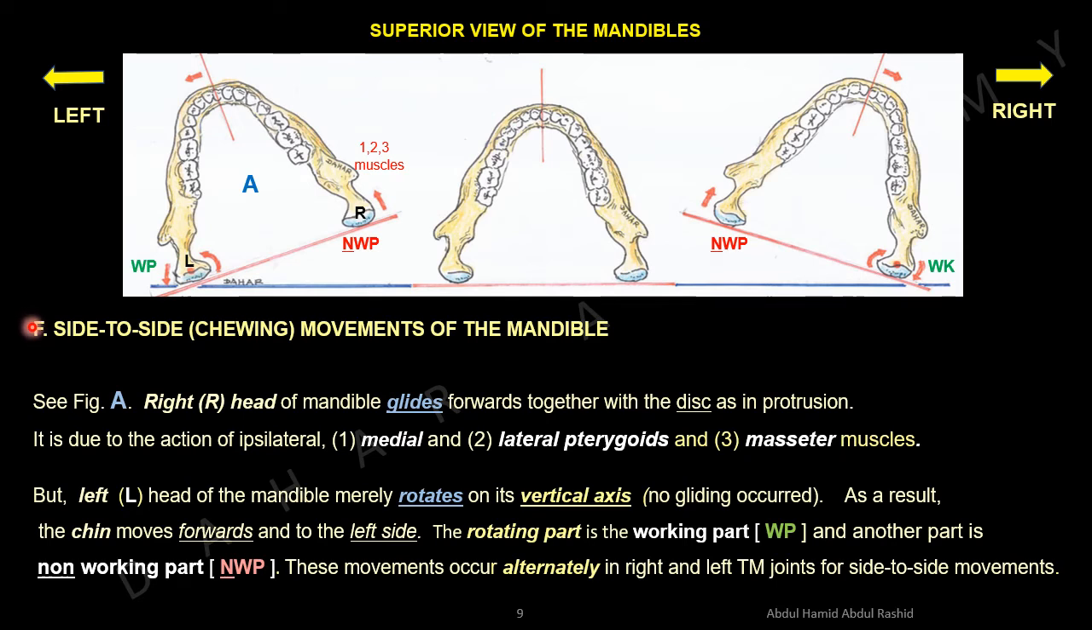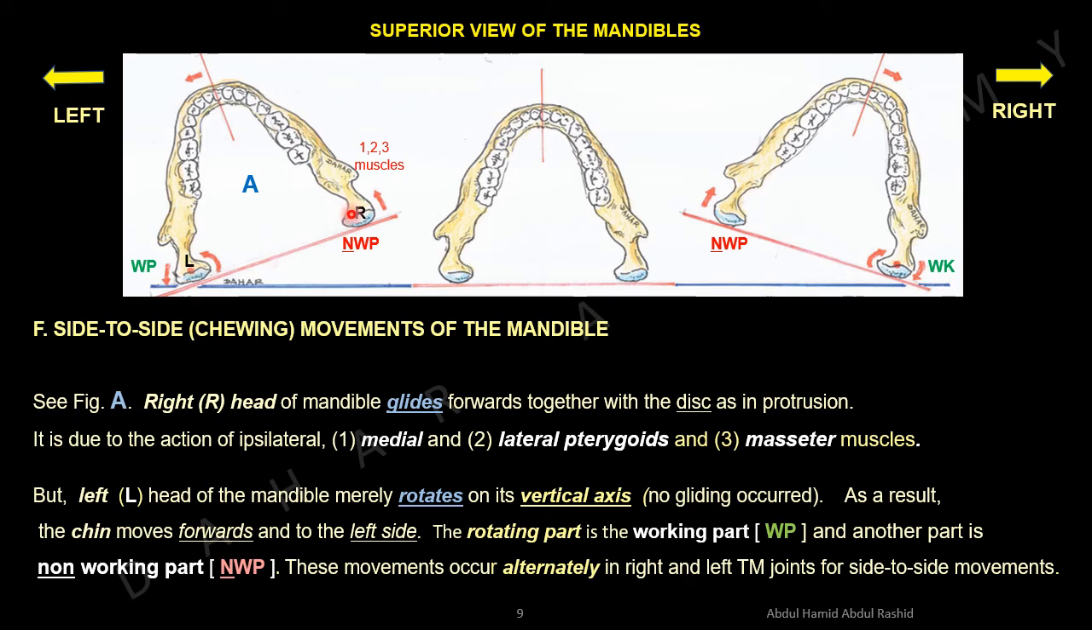F. Side to side, that is chewing movements of the mandible. Let's see the diagram, superior view of the mandible. Let's concentrate on number A. You see here, this is head of the mandible. This is right head of mandible. This is left head of mandible. Let's start.